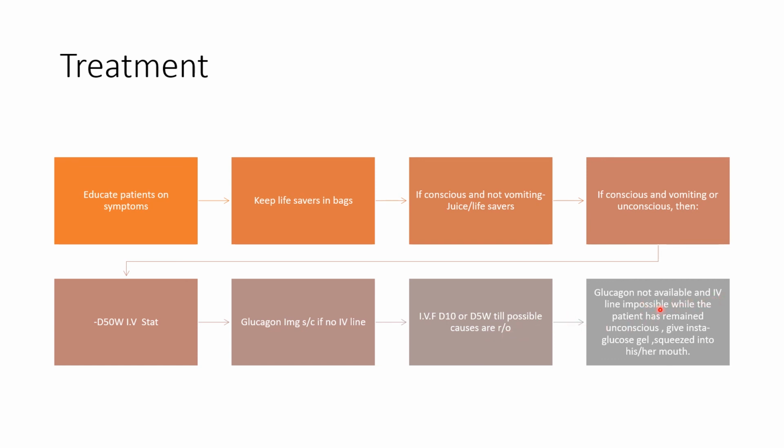If glucagon is not available, IV line is impossible, and the patient remains unconscious, you can give insta glucose gel. You squeeze that into his mouth. All you are after is to save that life. If he or she is hypoglycemic for a long time, that is killing faster than hyperglycemia. Both can kill, but hypoglycemia will kill faster. That's why, in the signs and symptoms of neuroglycopenia, death is written clearly there.